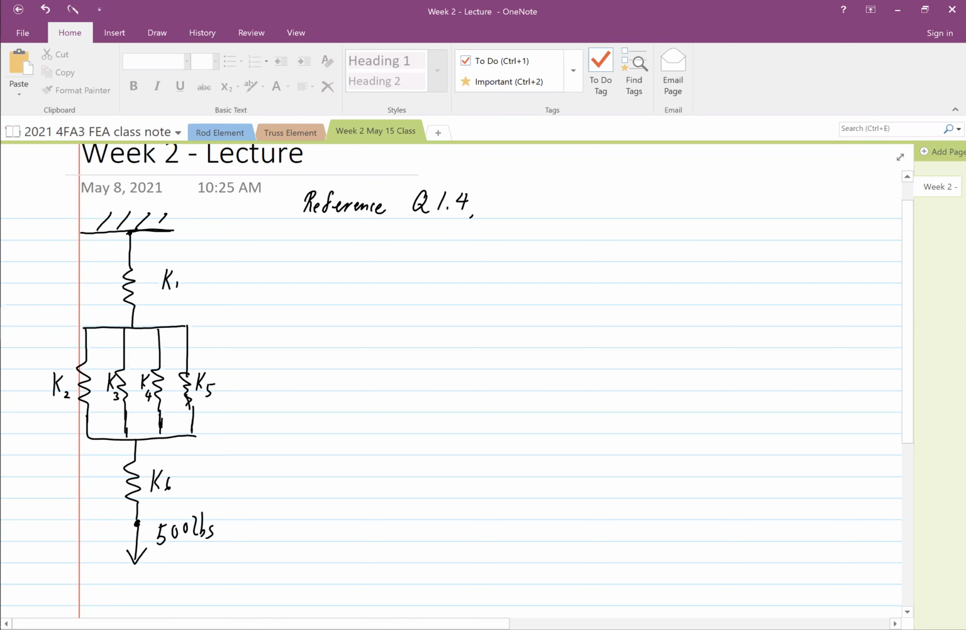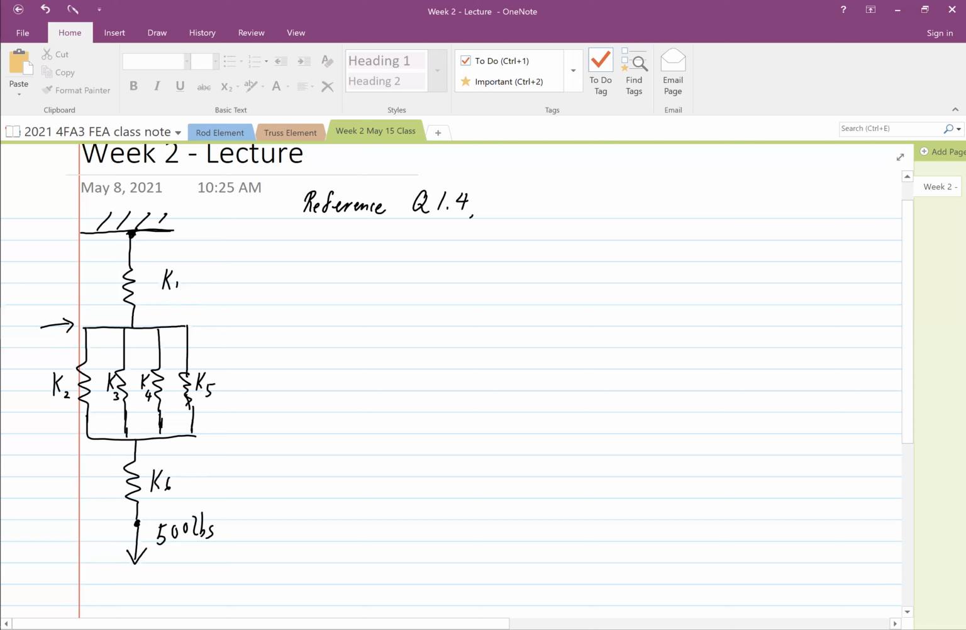So what is the first step when you approach a rod elements problem? Name the elements. We have named the elements already: K1, 2, 3, 4, 5, 6. And then we name the nodes, which is very important. Node 1. Okay, how many nodes do we have here? 4. Okay, technically there are 4 nodes.